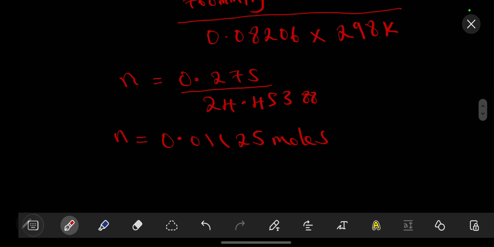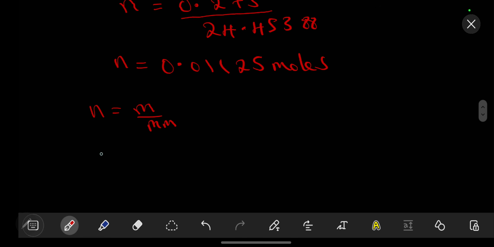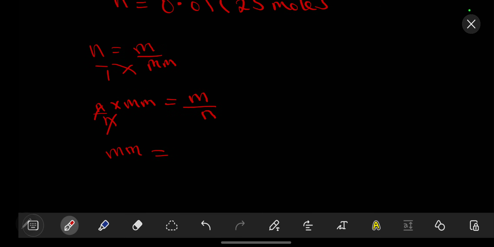Now to find the molar mass, we know that the number of moles is equal to the mass over the molar mass. When we make the molar mass the subject of the formula, the number of moles times the molar mass should be equal to the mass. We divide by the number of moles. Oh, sorry for that. We want the mass, not the molar mass.